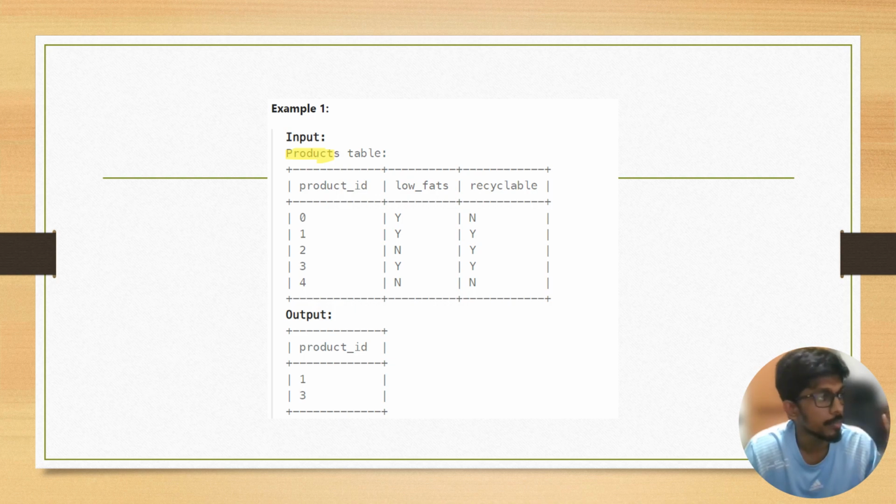So we need to find products that are low fats and recyclable. So we need to find where both low fat and recyclable are set to yes. So this is one product we need, and we also need this one. So our result should be 1 and 3. You can also see the output they have provided is 1 and 3. So now I think you understand what we have to do.